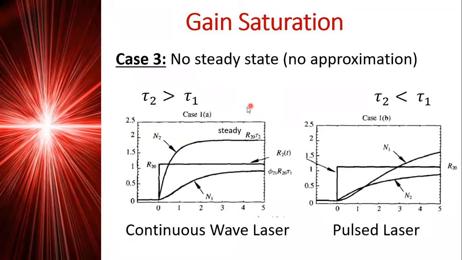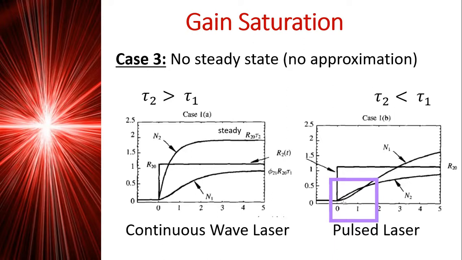This while assuming that tau2 is greater than tau1, and this while assuming that tau2 is smaller than tau1. Why are we intending to plot these two? This is very important. Please now observe with me these two curves, N2 and N1. Do you recognize something? Please recognize this area.